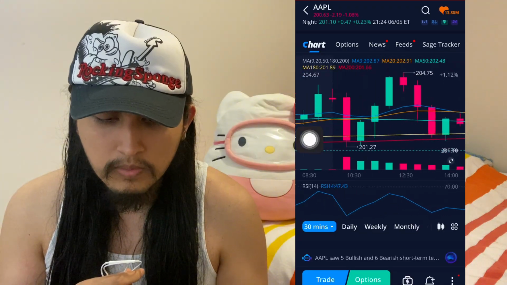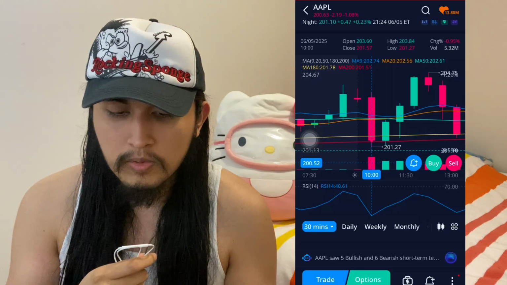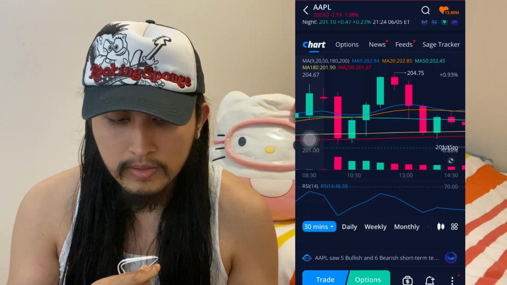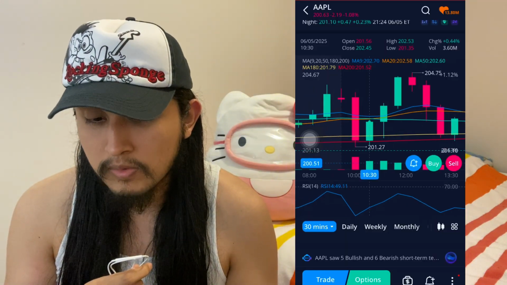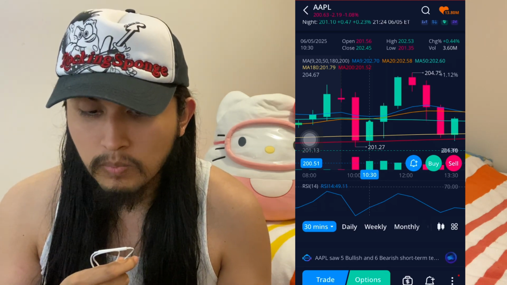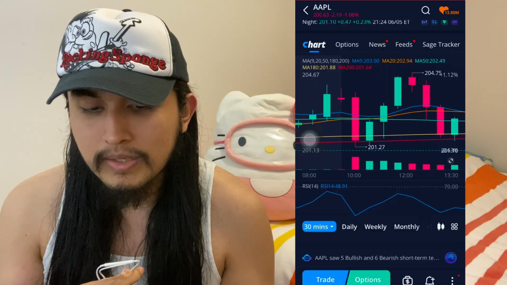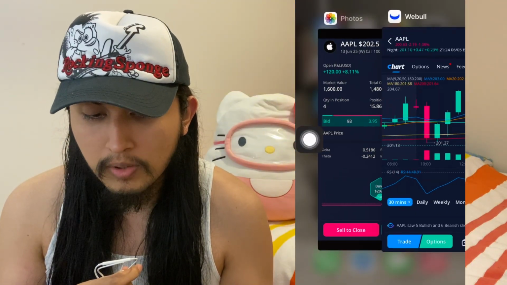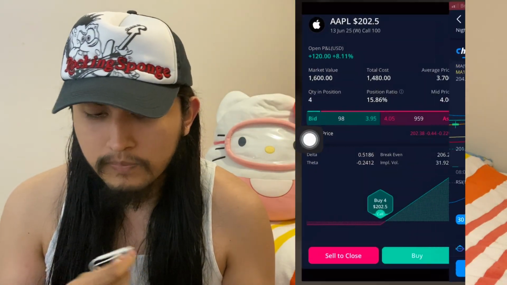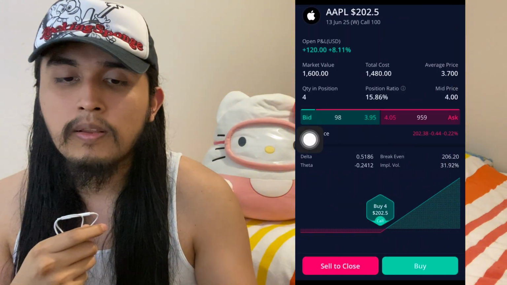For example, I played call options on Apple because this previous candle used the 200-day moving average as support, and so I was like, okay, let's see if the 10:30 candle can use the 200-day moving average as support again, and let's see if we can see a bounce off the 200-day moving average. And when that bounce occurred, I sold out at 10:40, and basically that's how I made $120 trading Apple call options.